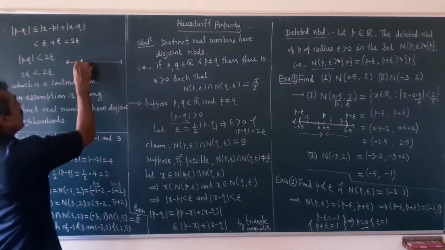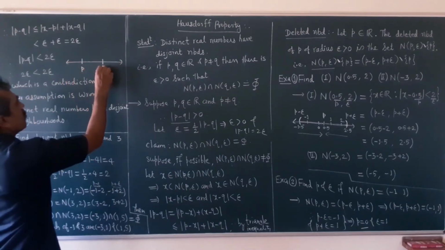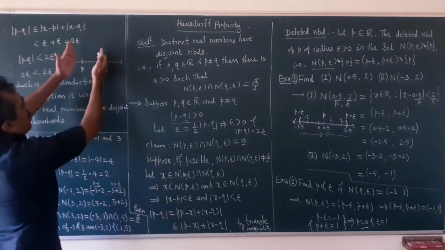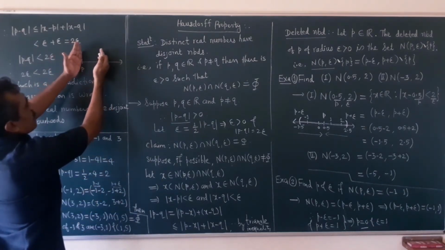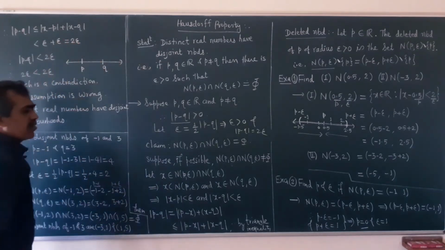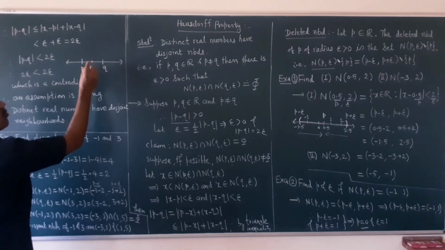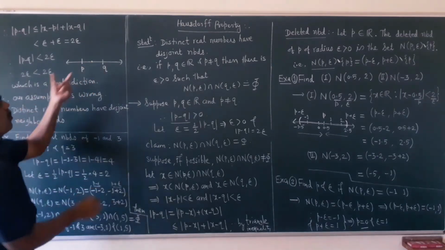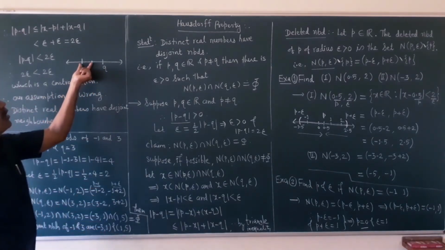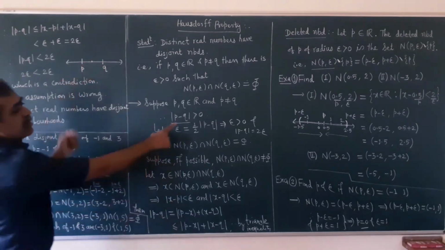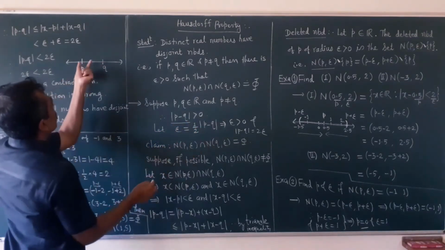Suppose this is my P, this is my Q. Okay. The distance between these two is this much. What I am doing is, what is epsilon? Half of the distance. Suppose here is the middle point. So this is my epsilon now. This is my epsilon. This is my epsilon. This is the distance between P and Q. Half of the distance between P and Q is this distance.